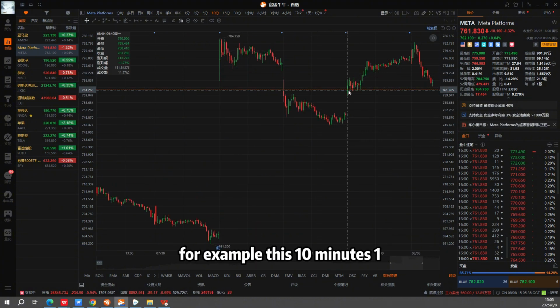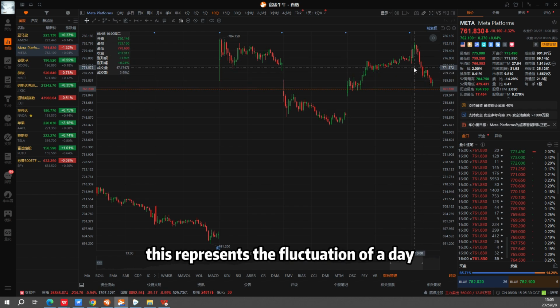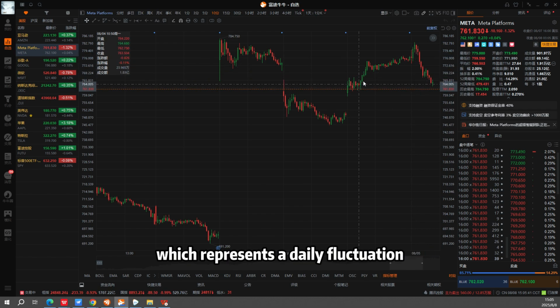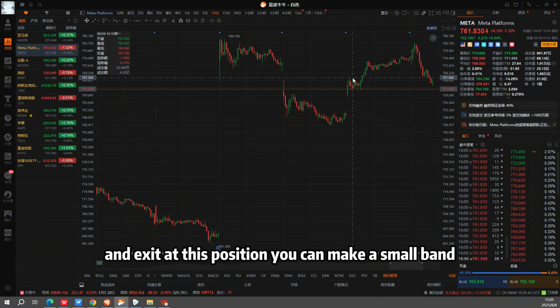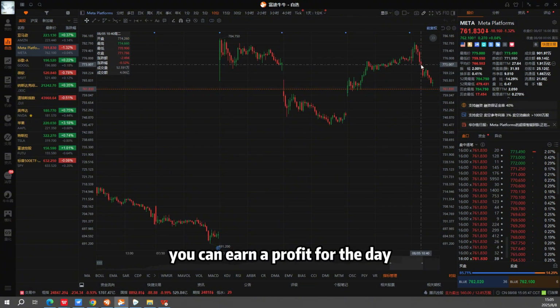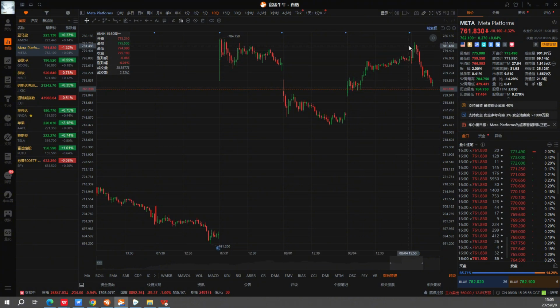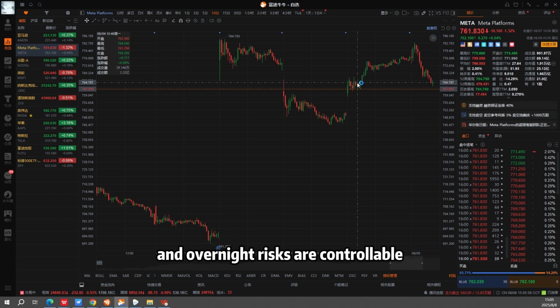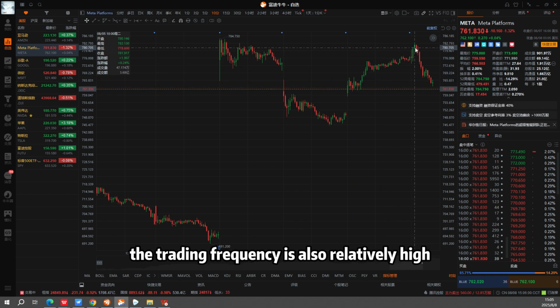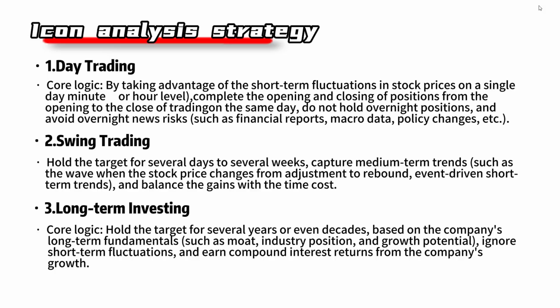For example, this 10 minutes one represents the fluctuation of a day. If you enter here and exit at this position, you can make a small band. You can earn a profit for the day. You can also short first and then long, which is short selling. This is intraday trading. The advantage is obvious. That is, your risk is controllable, and overnight risks are controllable. The trading frequency is also relatively high, and the profit will be greater.